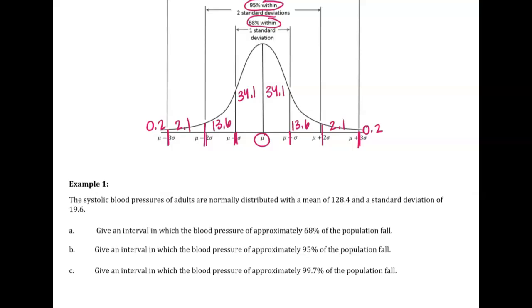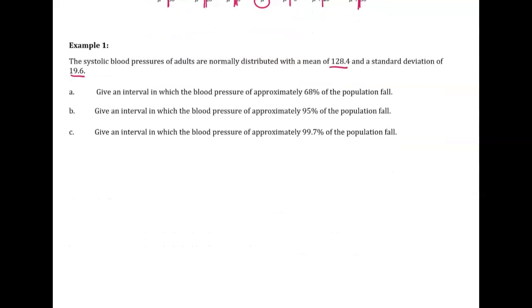We have the systolic blood pressure of adults are normally distributed. The data are. Data is, data are. It's always weird, plural or not, the grammar seems strange. Normally distributed with a mean of 128.4 and a standard deviation of 19.6. So we need to make a normal distribution. To do that, just make a curve that looks kind of like a normal distribution.